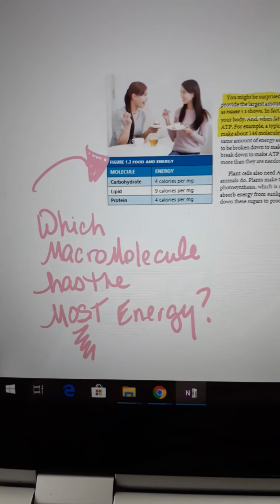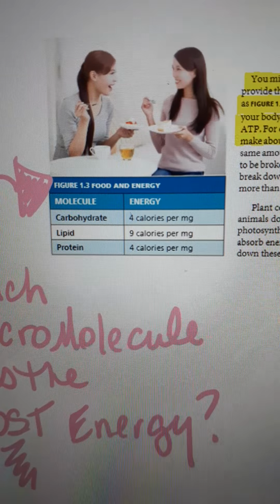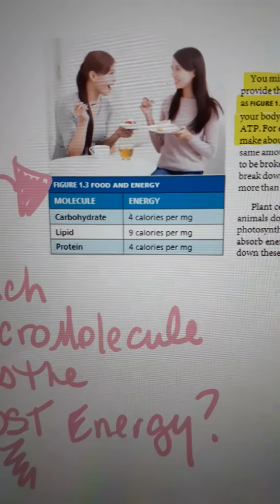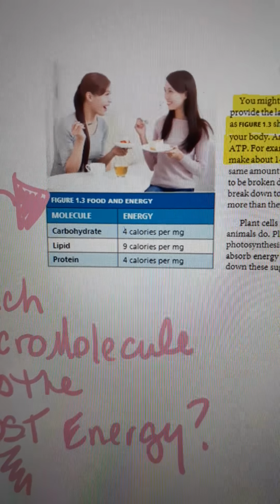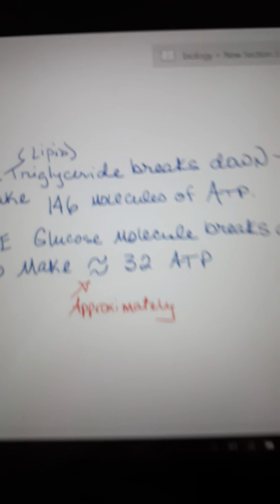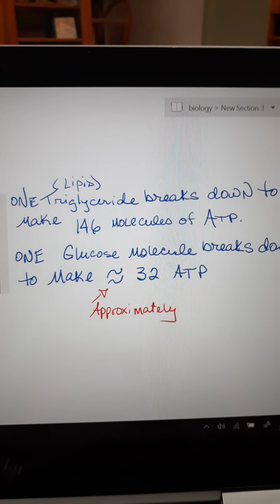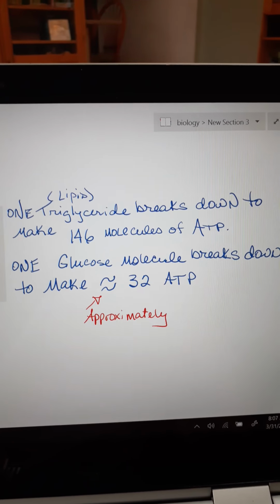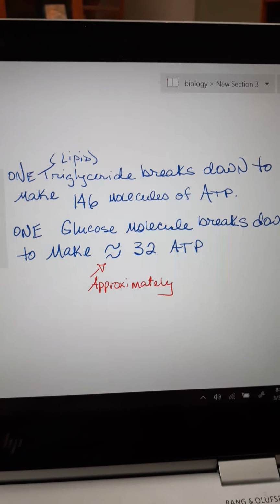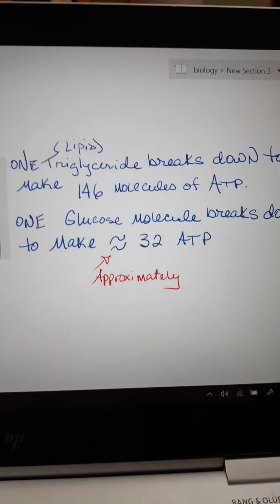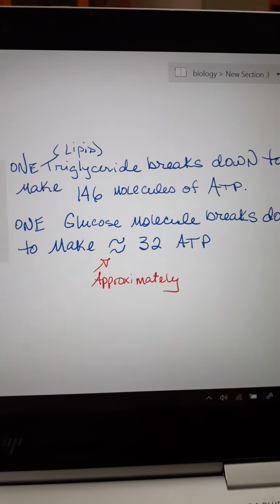Which macromolecule has the most energy? Is it carbohydrate, lipid, or protein? Well, we learned it is obviously a lipid. For example, 1 triglyceride lipid breaks down to make 146 molecules of ATP. 1 glucose molecule breaks down to make approximately 32. So you can see the yield is much greater for fat.